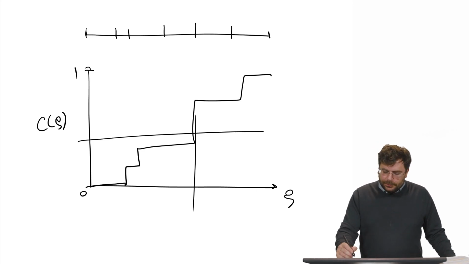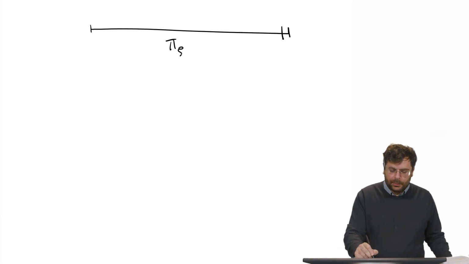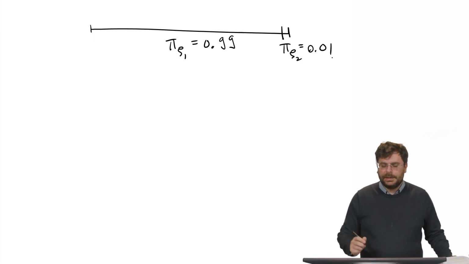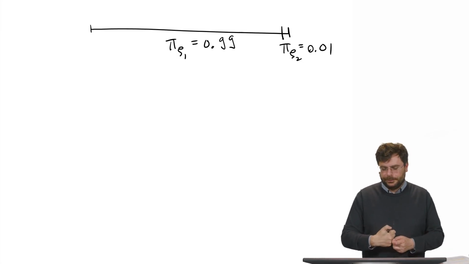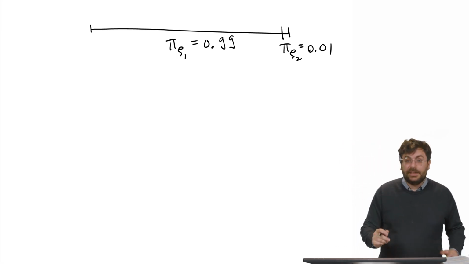So just one thing I think is worth mentioning. Let's clear this here. Suppose I have two outcomes, and pi rho 1 is 0.99, and pi rho 2 is 0.01. So you're much more probable to get one outcome than the other outcome.